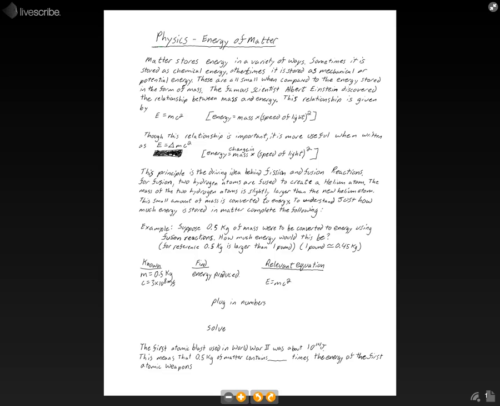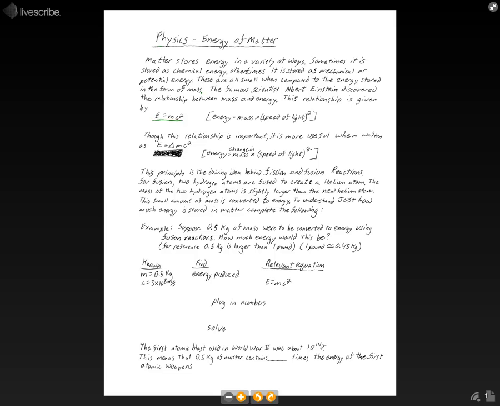But all of these amounts of energy are actually very small when you consider the amount of energy that is stored in the matter itself in the form of mass. So a famous scientist named Albert Einstein discovered a relationship between mass and energy. This relationship is given by E equals mc squared. You hear that one rattled off a lot. And basically it is energy equals mass times the speed of light squared.